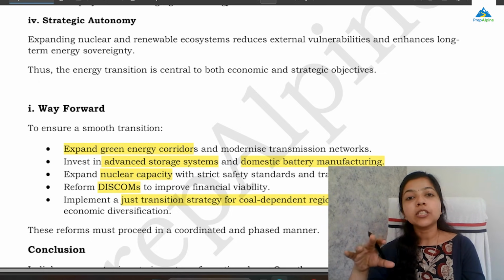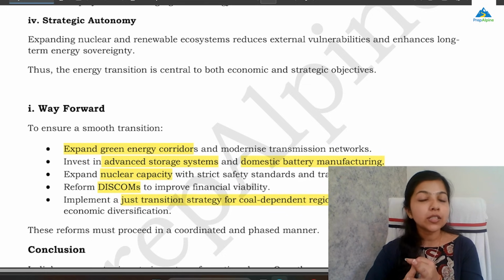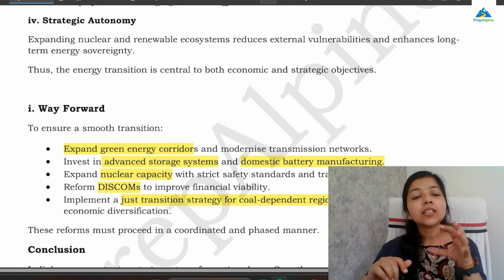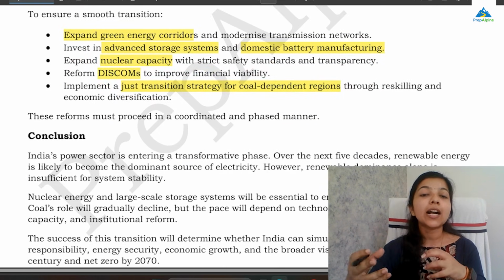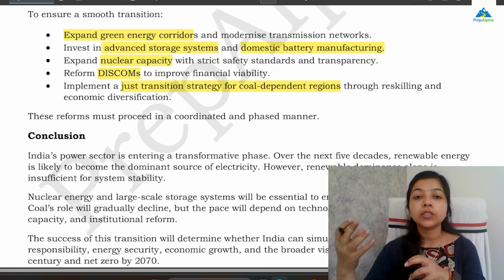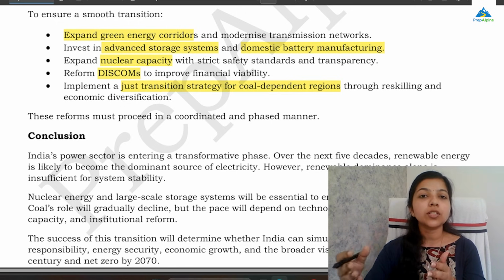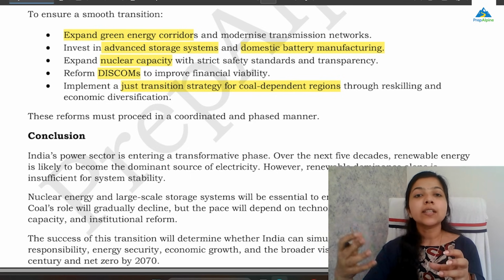So, these things we need to do. We need to work on solar energy and wind energy and hydrogen energy. We need to work on the storage of these energies. We need to work on nuclear reactors, especially small modular reactors, to enhance our capability of nuclear energy. So, these are the ways forward that we need to follow. And of course, above all, we also need to enhance the financial viability of the discoms and ensure that the approach we take towards energy transition by 2070 is a just transition approach and not a sudden approach.